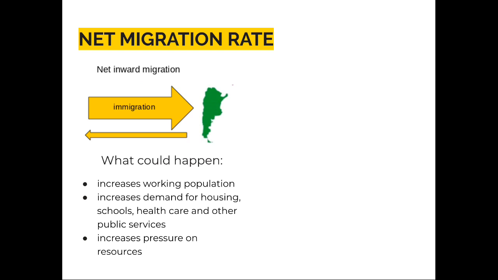Now we would like to see how this works. Immigration is when people come to the country where we live. What could happen if people come to our country? It will increase our working population. It will increase demand for housing, because they need to live, and for schools. They are categorized as basic needs. And next, it increases pressure on resources. Why? Because more people are coming, so we have to provide for all of them.